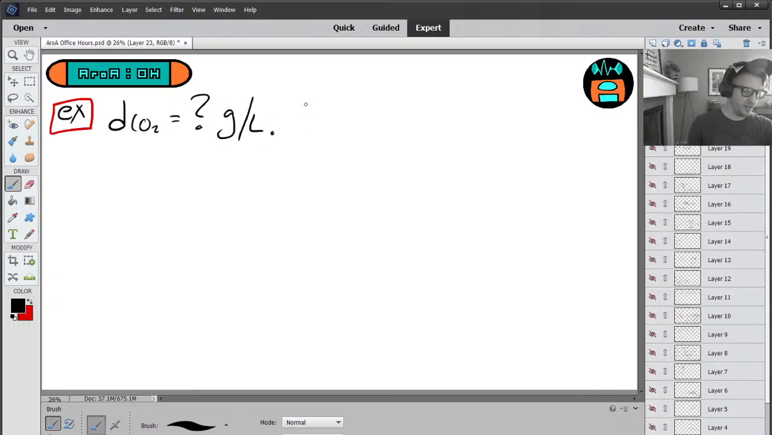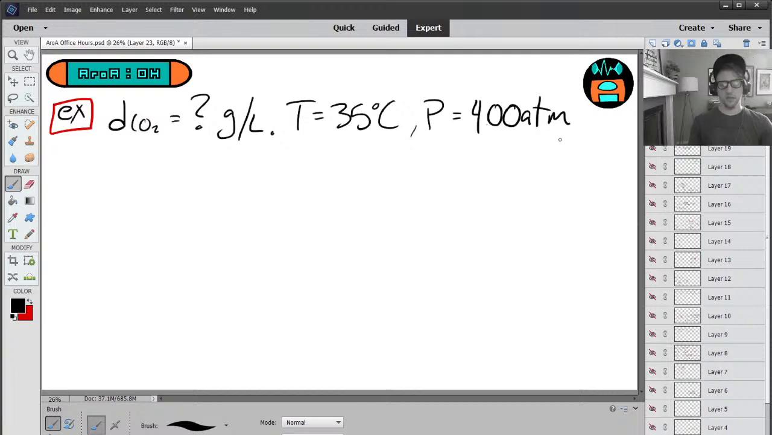And we're given our temperature is 35 degrees C. Pressure is 4 atmospheres. And we're given R.